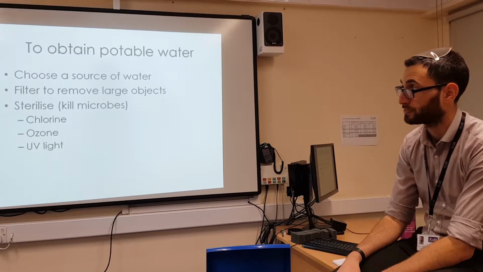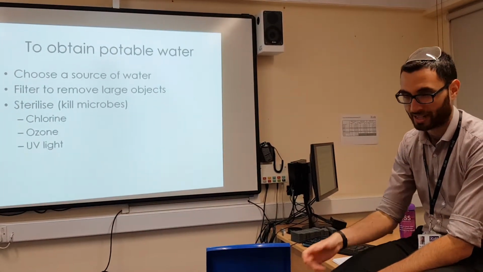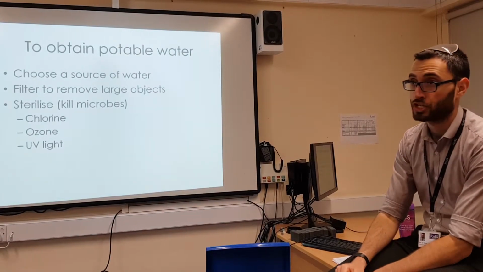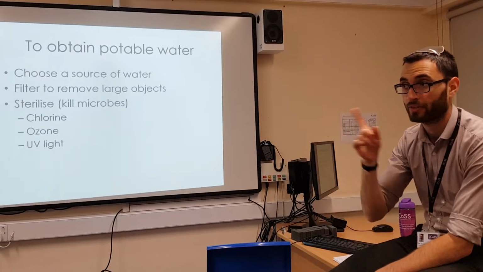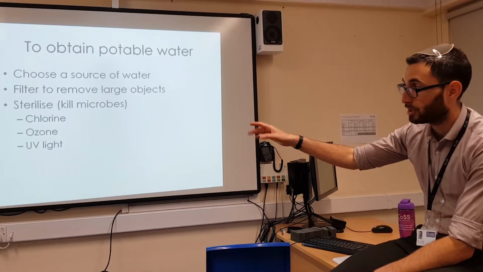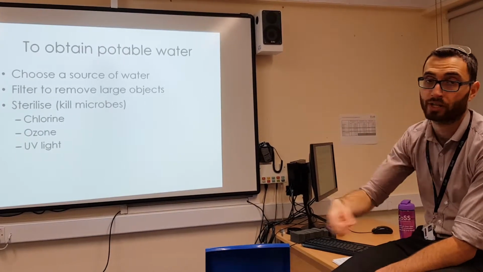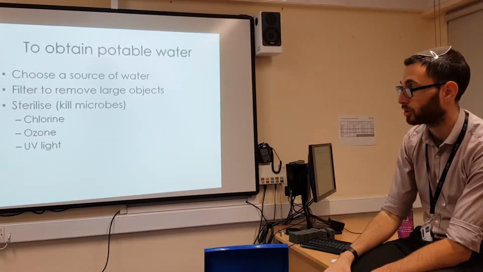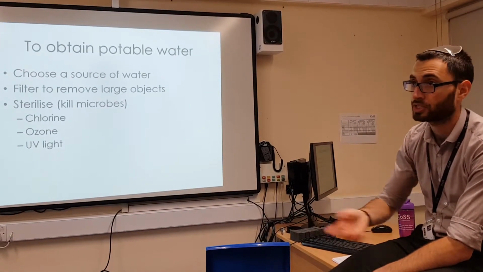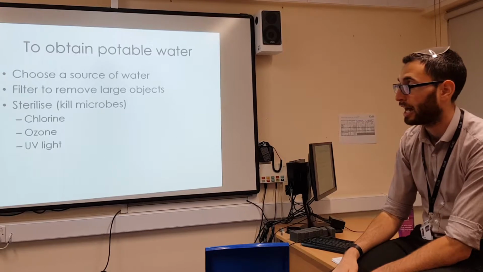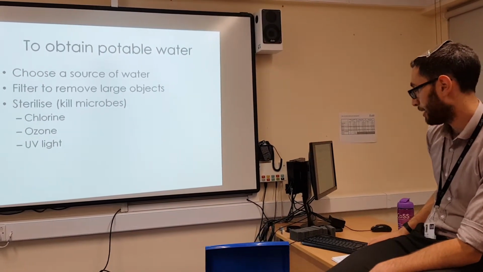You get rid of the large objects, and then you sterilise it. Sterilising is the process of killing any microbes, so any bacteria that are in there, and generally we use chlorine, ozone or UV light. All of those things are very bad for bacteria. Now when you put chlorine in, for example, chlorine is toxic to humans as well, but you put enough chlorine in that it harms the bacteria, but it's not going to be a problem for us. And ozone is a gas, so it'll go away anyway, and with UV light, when you shine it on the water, it'll kill everything in there.